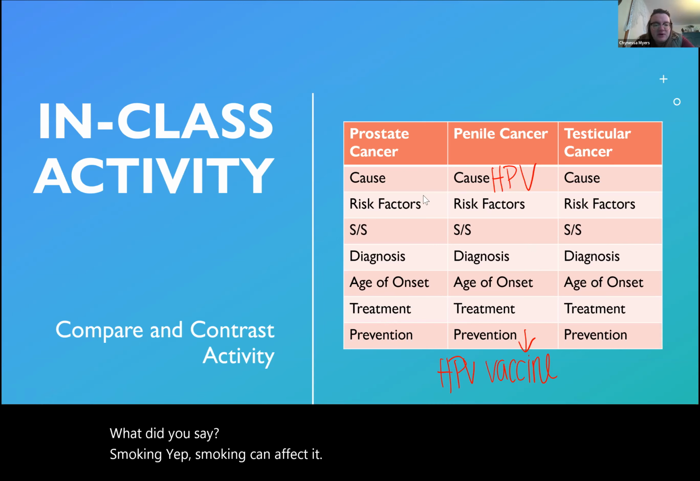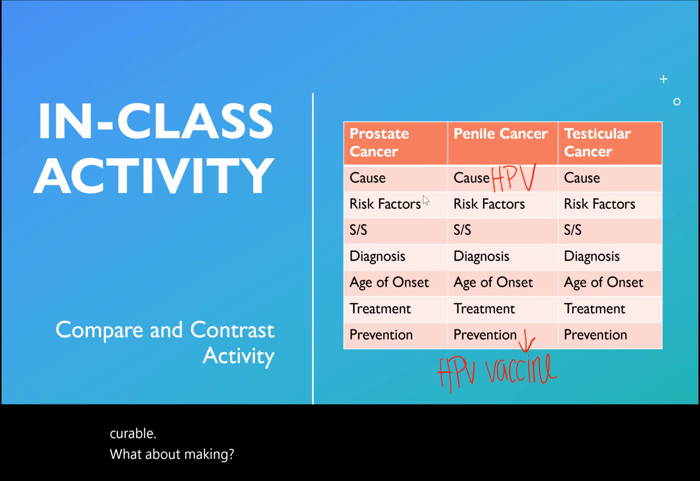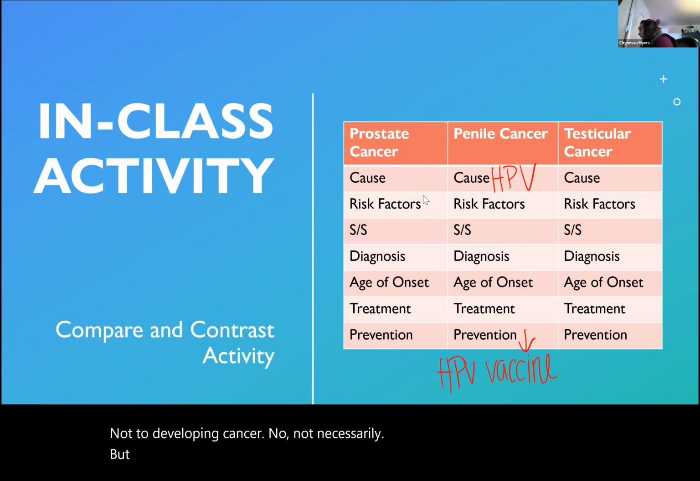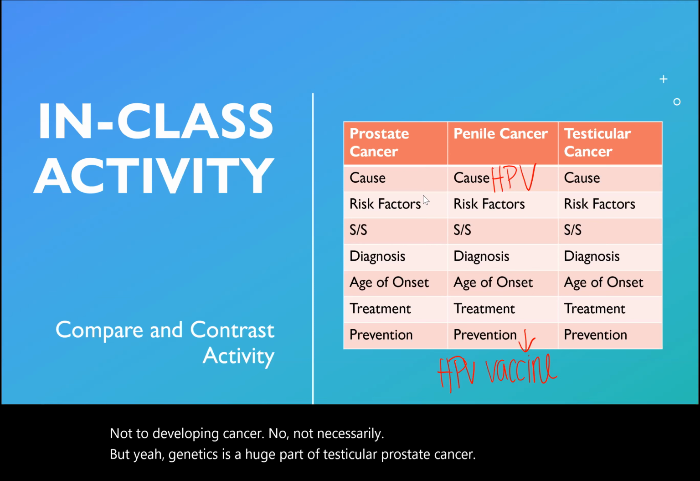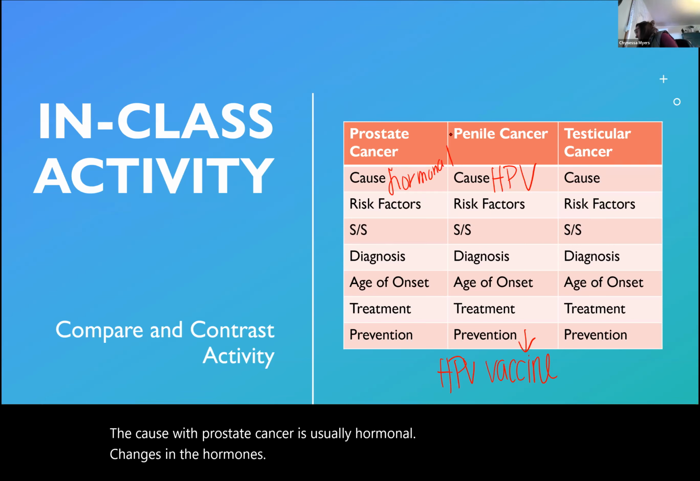Reading says testicular cancer is one of the most curable. Yes, it is the most curable. What about if they have diabetes and stuff? What do you think? Does it make them more susceptible to it? Not to developing cancer. Nope, not necessarily. But genetics is a huge part of testicular and prostate cancer. The cause of prostate cancer is usually hormonal. Changes in the hormones. Yep.